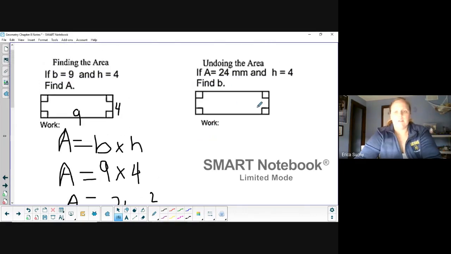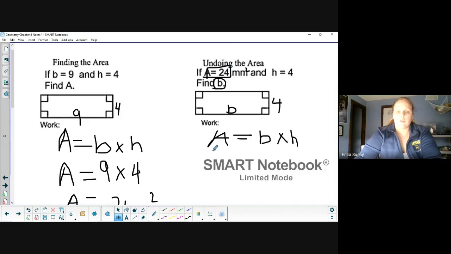Okay, now if we're undoing the area, we're actually doing the formula with a T-chart or working it backwards. So again, formula is still the same. Area equals base times height. The base is unknown at this point because it says find B. So I'm going to put B here for the base. The height is 4 again. But this time the area is 24. And there's actually a typo here. This should be millimeters squared.